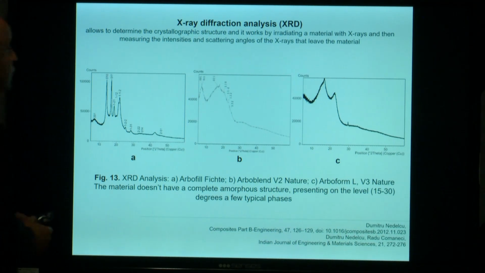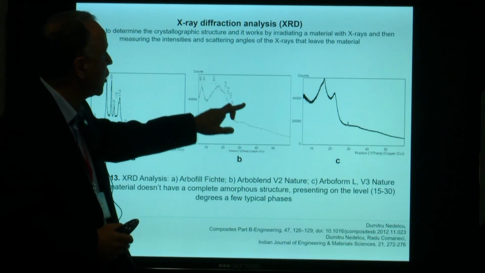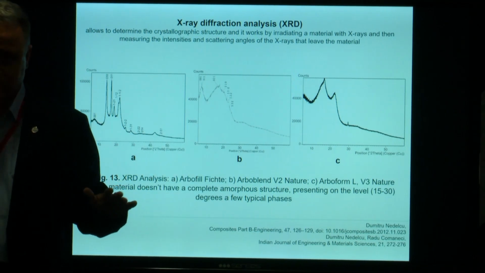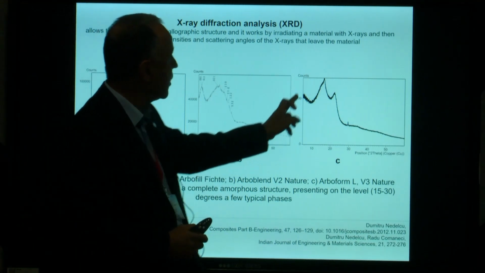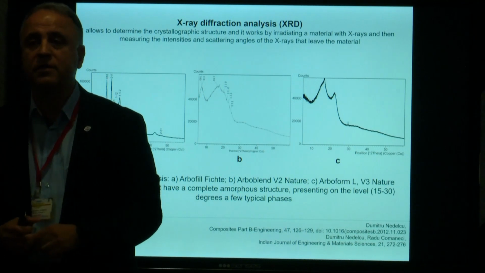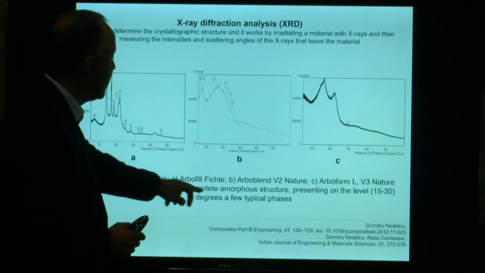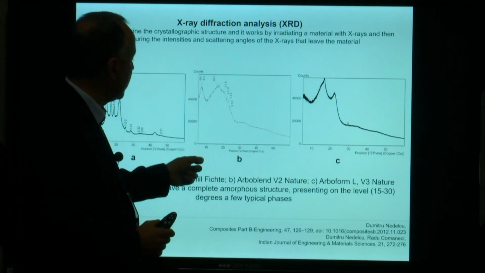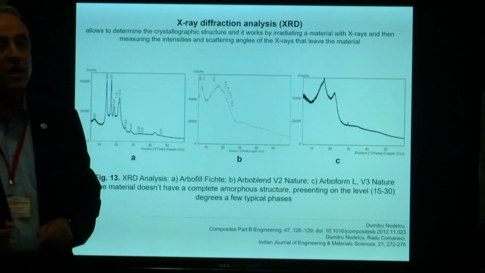If we go further to the next material, I mean the ArboBlend V2 Nature, you can see the structure is half and half. I mean half crystalline structure, and the second half amorphous structure. And the last material, Arboform, has an amorphous structure. And of course, the material does not have a completely amorphous structure, because it's important to note 15 to 13 degrees, a few typical phases.